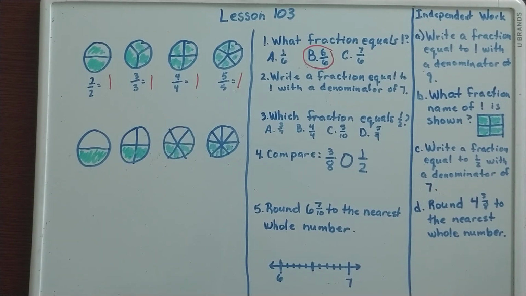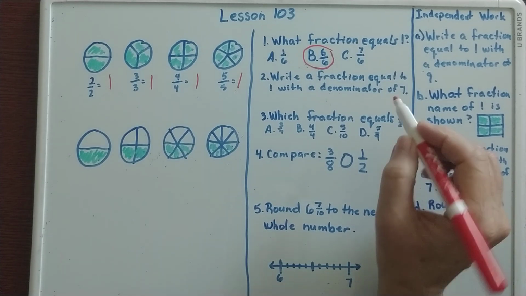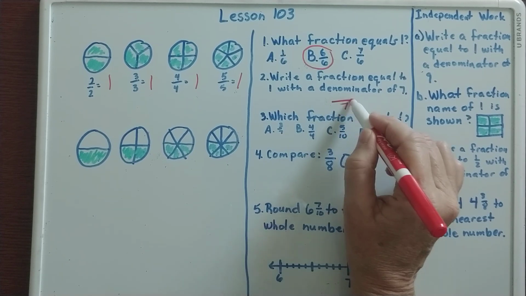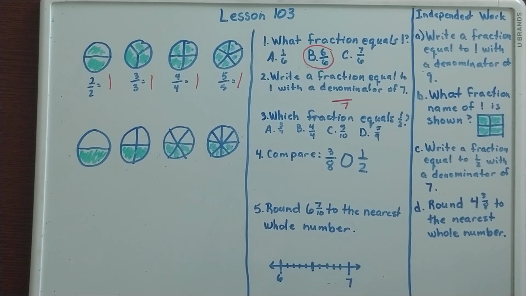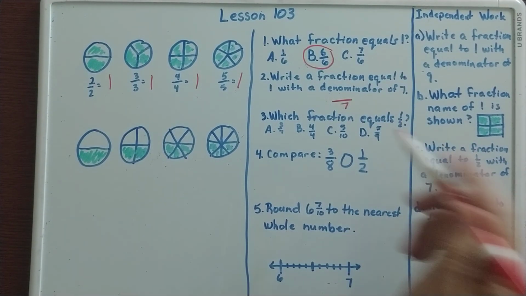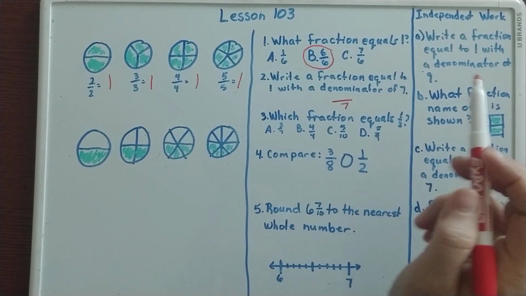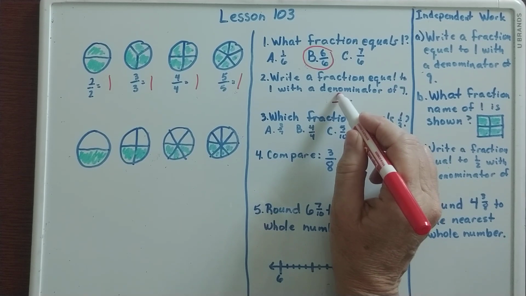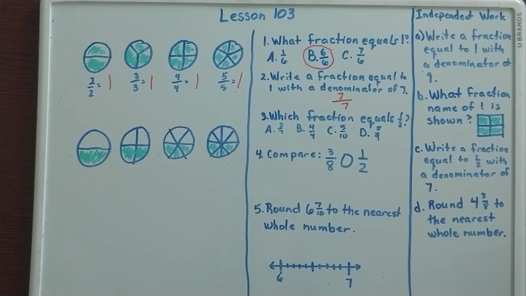Okay, now number 2, write a fraction equal to 1 with a denominator of 7. Remember, the denominator is the bottom number. The way to remember denominator is denominator down. So how many sevenths equals 1 whole? If you said 7 sevenths, you are correct.